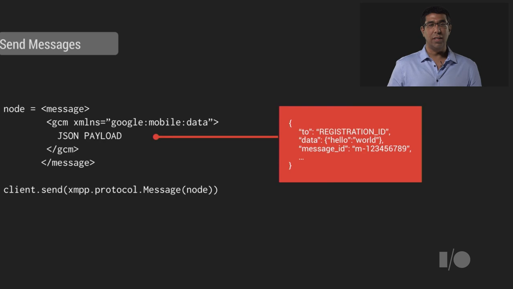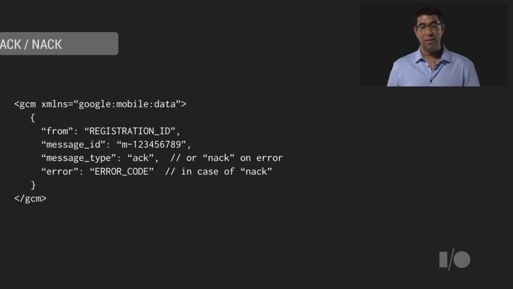These messages include a JSON payload that contains the target, application data, and a message ID. Since sending via XMPP is asynchronous, this ID uniquely identifies the message on an XMPP connection. So when CCS sends an ACK back to your server, it will use this message ID to identify the message. Therefore, it is important that this message ID is not only unique, but also present in the request.